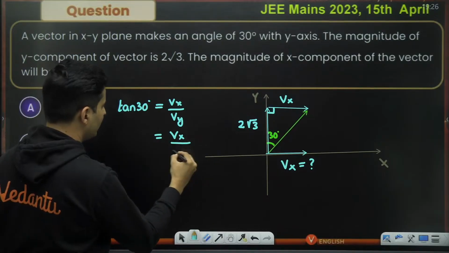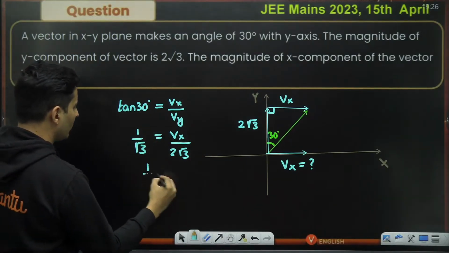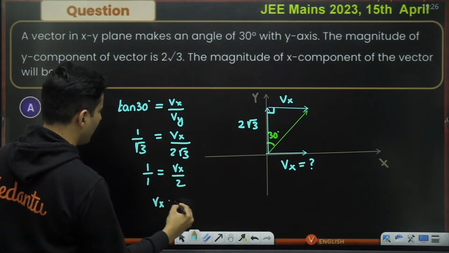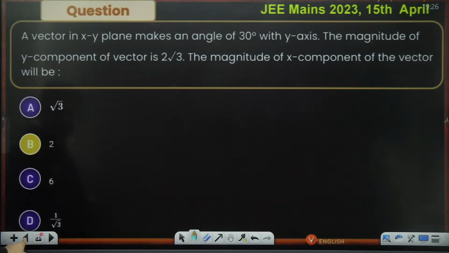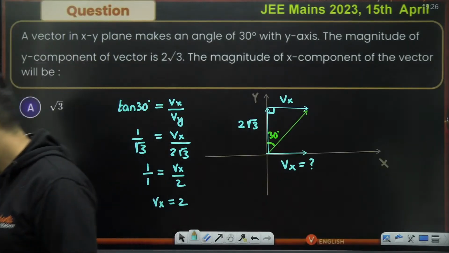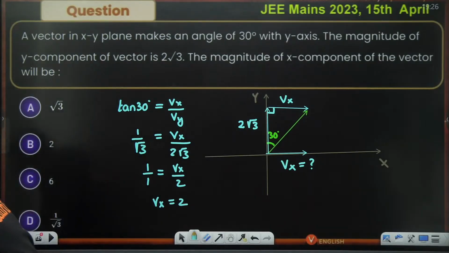Opposite, I don't know. Adjacent is 2 root 3. Tan 30 is 1 by root 3. Root 3 cancels. So 1 by 1 is Vx by 2. Therefore, Vx will be 2 units. So 2 units means option B is the right answer. This question came in JEE. Clear? Yes, the answer is 2. Yes, Haron, welcome. Yes, Trupti, very good. Option B, 2. Perfect. Clear.